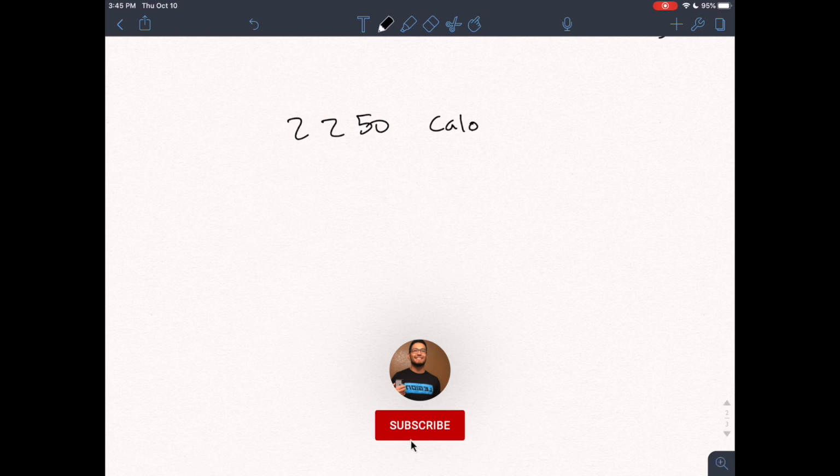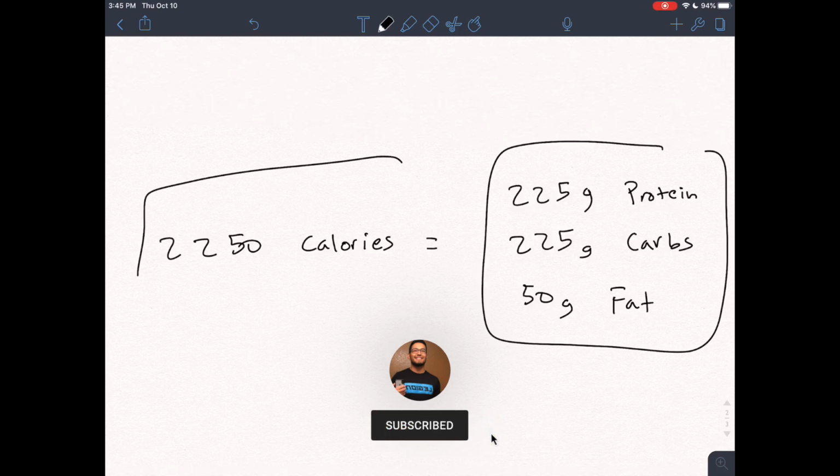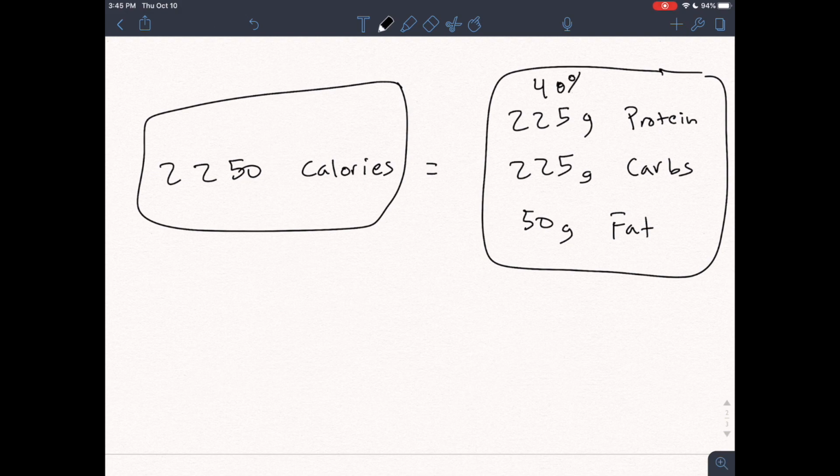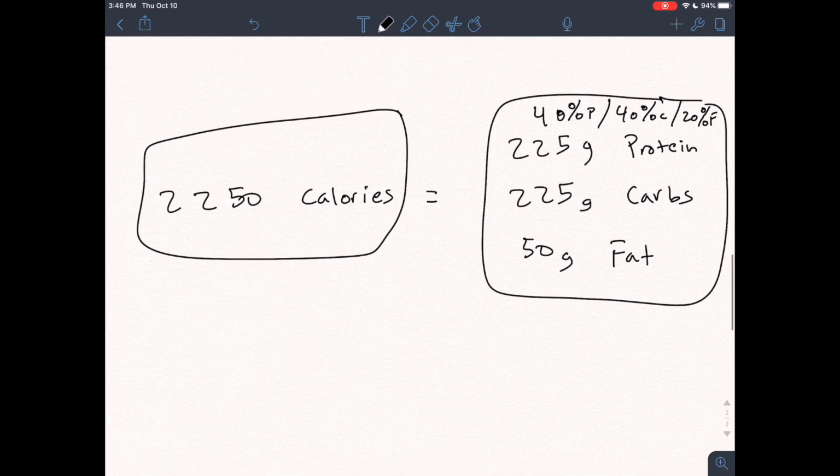So our total macro split is 2,250 calories. That's the amount of calories we should eat every day. These are the exact same thing. One is just broken up into macros. This is a 40% protein, 40% carbs, and 20% fat split. Now this would be different if we did like 50% carbs, 20% fat, and then whatever for protein. It depends on your split, but this is a very popular split.